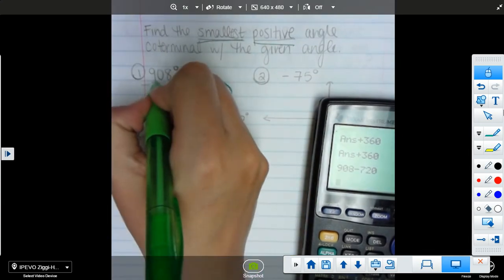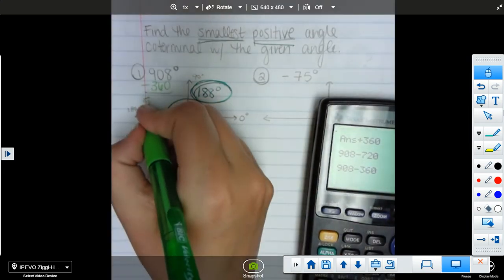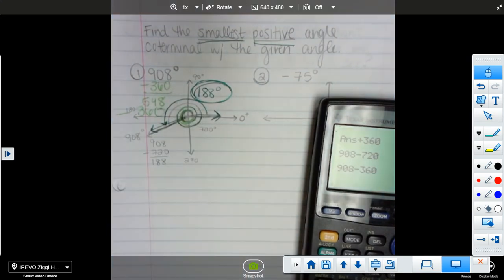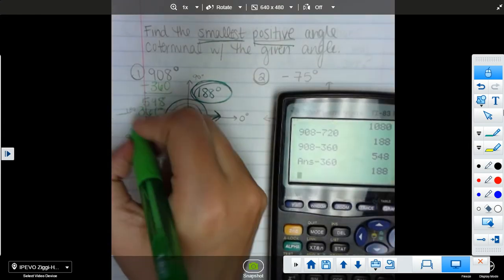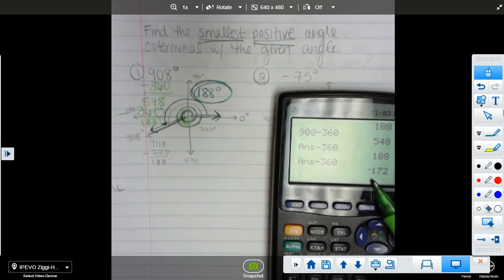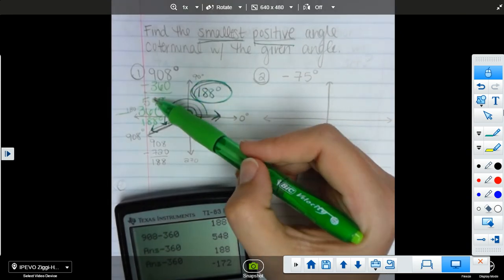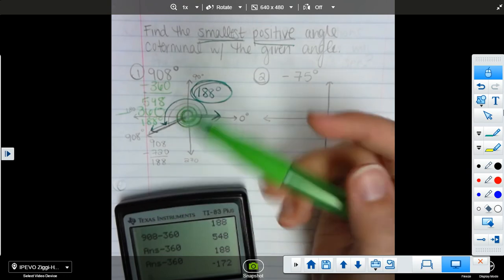So if we do 908 minus 360, that's cutting out the first lap. That's 548. If we subtract another 360 from that, that gives us 188, which is our answer. If we tried to subtract another 360, we would go negative, which we can't do. So the shortcut to this problem is just subtract 360 until you can't subtract anymore because it would go negative.